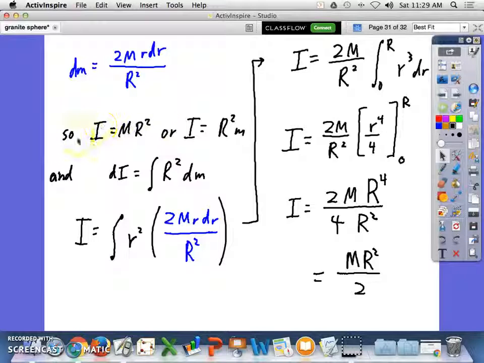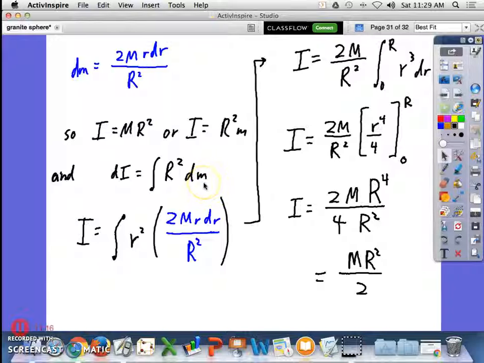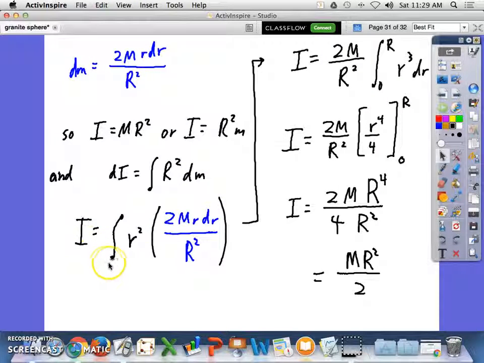Now, back to the idea of this fragment moving around, or an object moving around. I equals mr squared, or I is equal to r squared times m. So dI, for a tiny fragment, is equal to r squared times dm. I is then equal to the integral of r squared times, and let's substitute all this in for dm now. Okay, and here we have it up here. We can bring the 2 and the M and the big R squared out because they're fixed. And we're doing that integral from 0 to the outside edge R of r cubed dr.